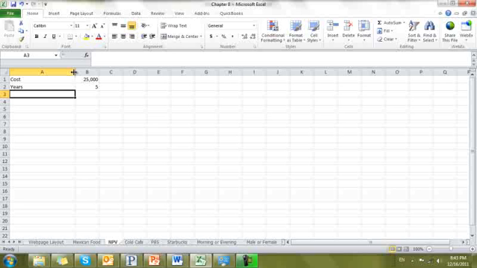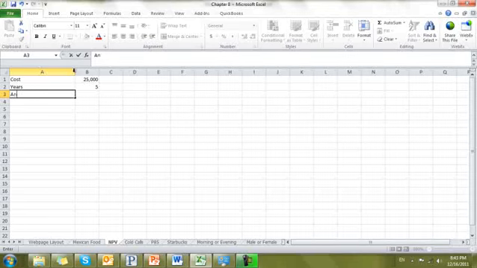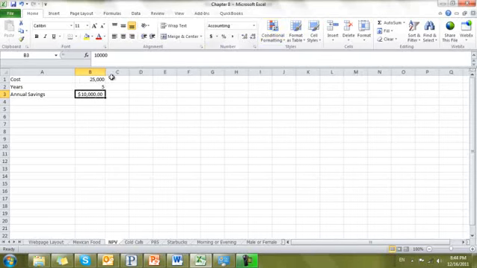What else are we told? The customer anticipates the machine will begin to save her firm $10,000 each year at the end of the year. So savings is $10,000. Let's go ahead and put this in dollar signs. There's my dollar signs. Excellent.